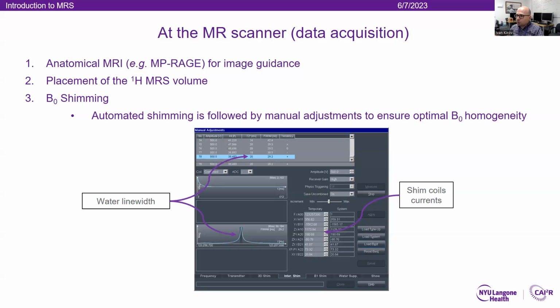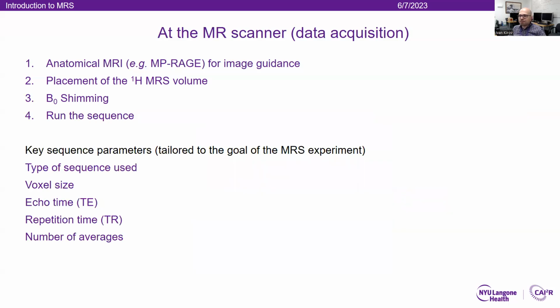This is a snapshot of the manual shimming at the scanner. You have a real-time view of the water line width, which correlates with the metabolite line width. So you want to make the water line width as narrow as possible by manipulating the currents of coils, which are called the shim coils, which change the current so that the main magnetic field can become as homogeneous as possible, the same everywhere. Okay, once you're satisfied that your shimming is the best that you can get it to, it's time to run the sequence.